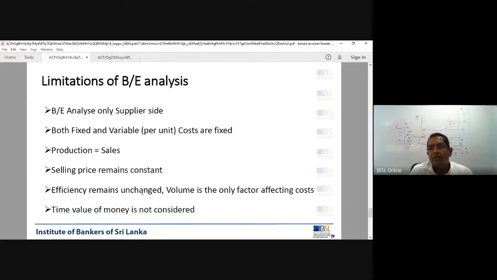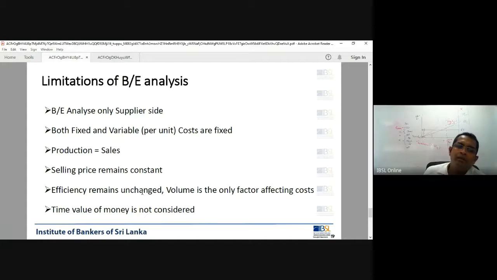These are the limitations of break-even point analysis. That is, break-even analysis only talk about the supply. We didn't talk about any competition. We didn't speak about the absorption capacity of the market. We discuss, okay, whatever we produce, we sell. Market is unlimited. We sell. Both fixed and variable cost are fixed. We didn't consider fixed cost is fixed. We didn't consider any changes in the variable cost. We thought variable cost per unit is the same.